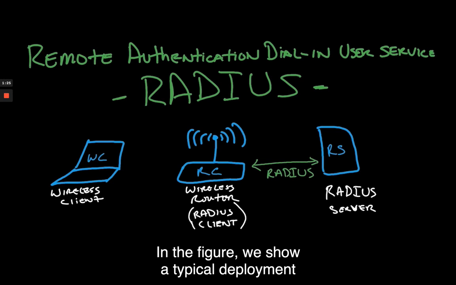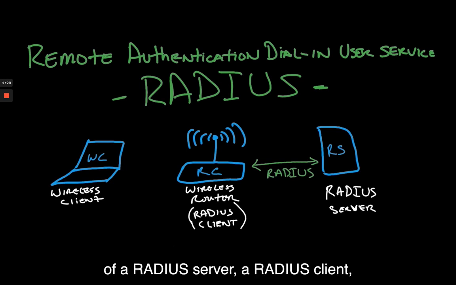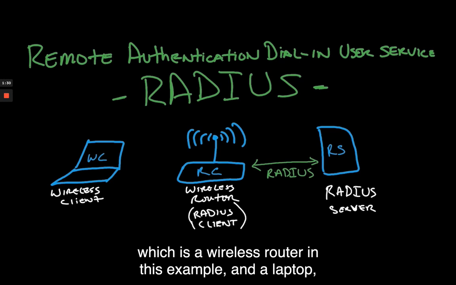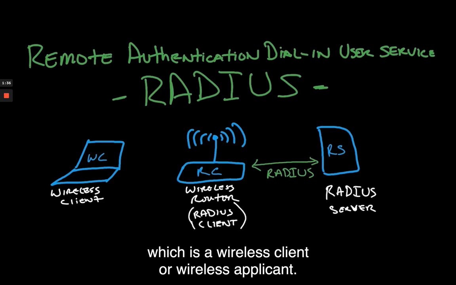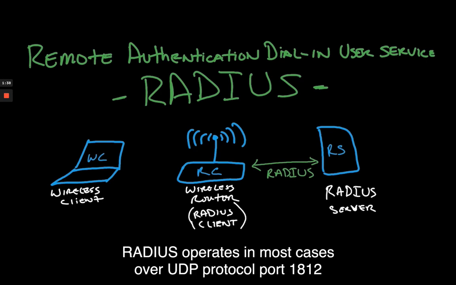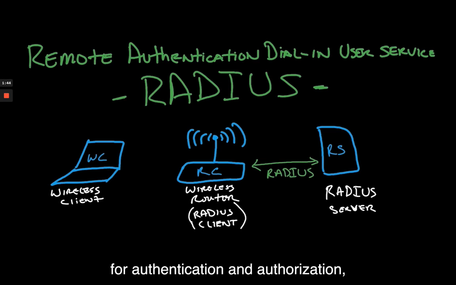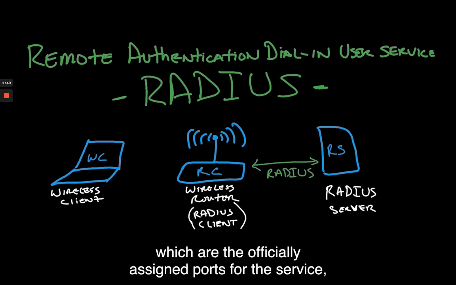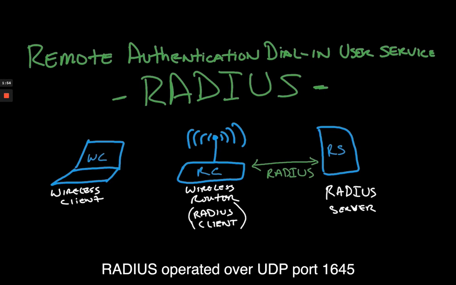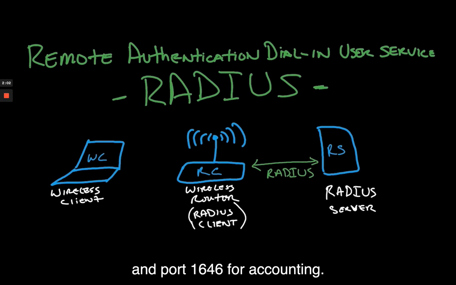In the figure, we show a typical deployment of a Radius server, a Radius client, which is a wireless router in this example, and a laptop, which is a wireless client or wireless supplicant. Radius operates in most cases over UDP protocol port 1812 for authentication and authorization, and port 1813 for accounting, which are the officially assigned ports for this service. In earlier implementations, Radius operated over UDP port 1645 for authentication and authorization, and port 1646 for accounting.